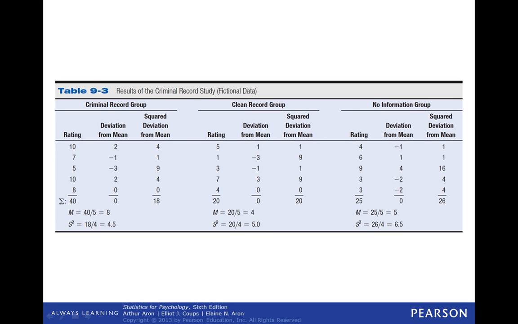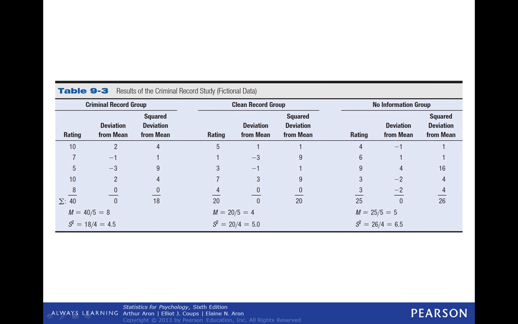Once you get your deviation scores, you square them and get your squared deviation from the mean. Our squared deviation from the mean for group 1 is 18. For group 2, the clean record group, it is 20. And for the no information group, it is 26. We now use our squared deviation scores to create our variance for each group.